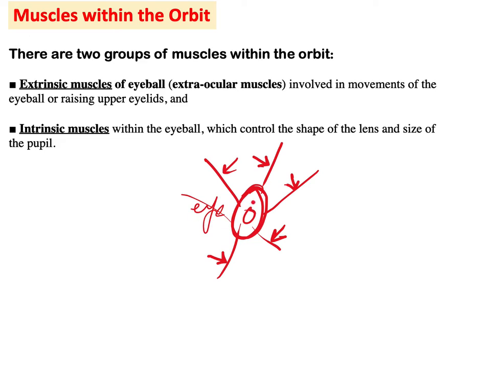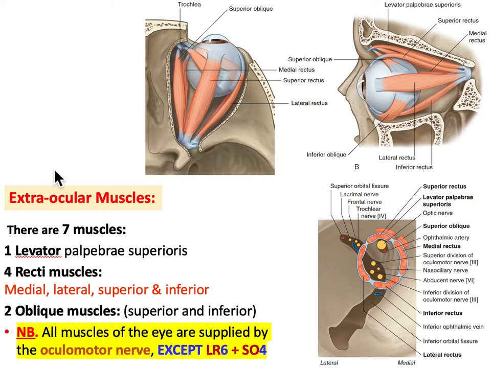Extraocular muscles. But there is also muscles inside the eye. We call it intrinsic muscles inside the eyeball itself, right? So the intrinsic muscles control what? No, they don't move the eye. No, they control the shape of the lens and the size of the pupil. You have to memorize these two things, right?